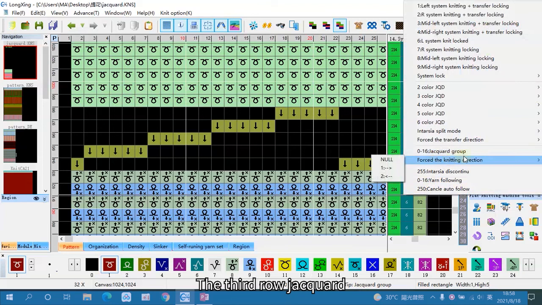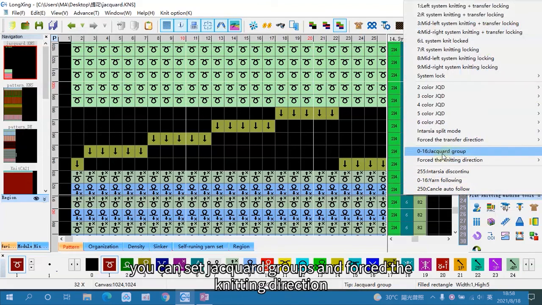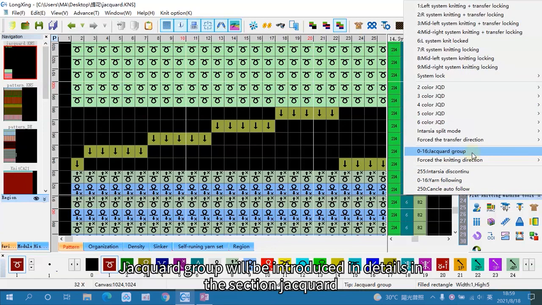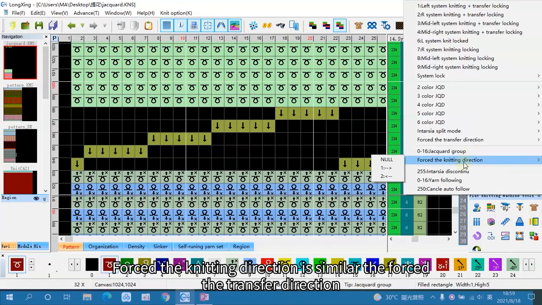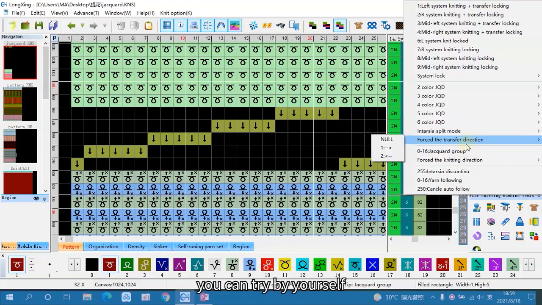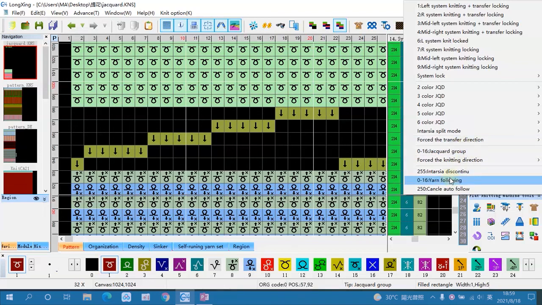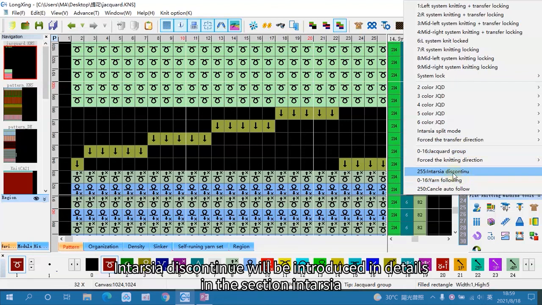The third row jacquard, you can set jacquard group and force the knitting direction. Jacquard group will be introduced in details in the section jacquard. First, the knitting direction is similar. The first, the transfer direction. You can try by yourself. The first row, Intasha discontinue will be introduced in details in the section Intasha.